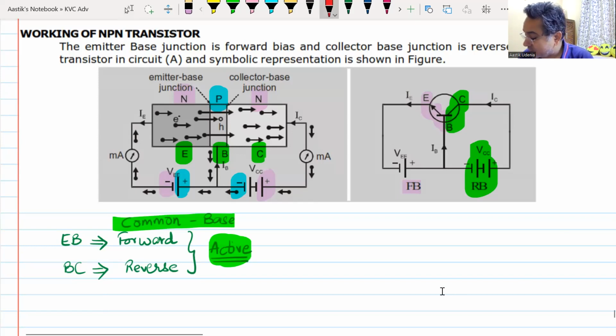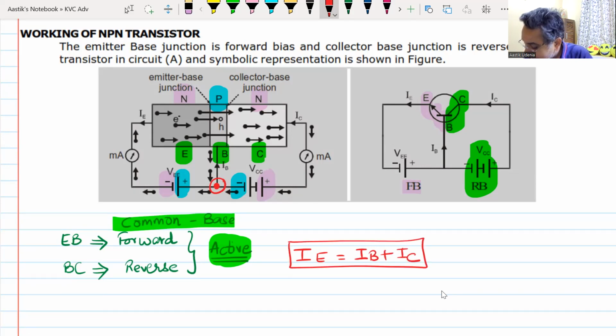Active mode, common base, you can see this emitter current IE will be more than the collector current. In fact, if you apply Kirchhoff's junction law at this point, the emitter current will be equal to base current plus the collector current. Do we understand this? Yes. This is what you need to remember.